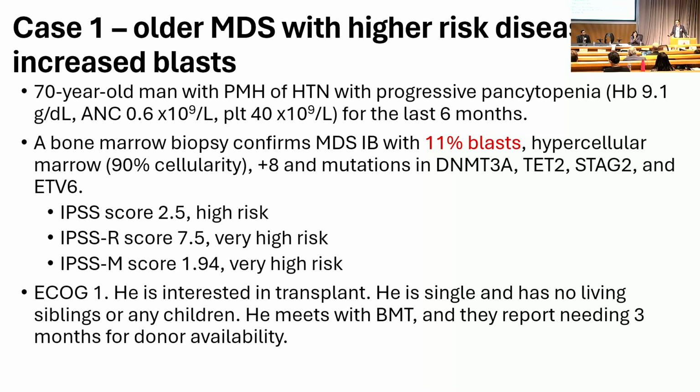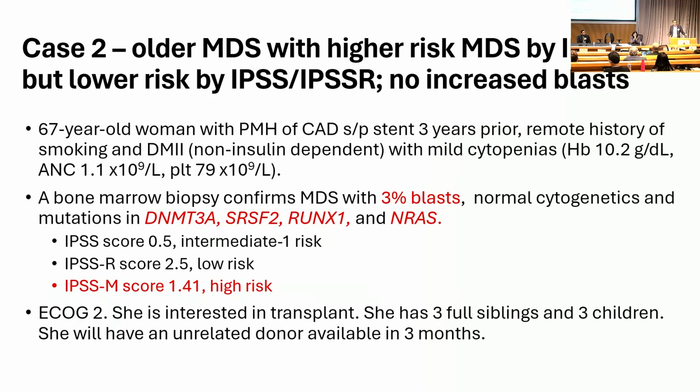So that's case 1. Case 2, similar patient comes in, next patient in your clinic, 67-year-old woman. She has some heart disease. She had a stent 3 years ago. Seems like that is resolved. She had smoked and has diabetes, not insulin dependent. And her cytopenias are mild. She has a hemoglobin of 10, ANC 1.1, her platelet count is 79,000. She has a bone marrow biopsy as well. Her bone marrow biopsy shows 3% blasts, normal karyotype, and she has mutations in DNMT3A, SRSF2, RUNX1, and NRAS. And she has intermediate 1 risk disease by IPSS.